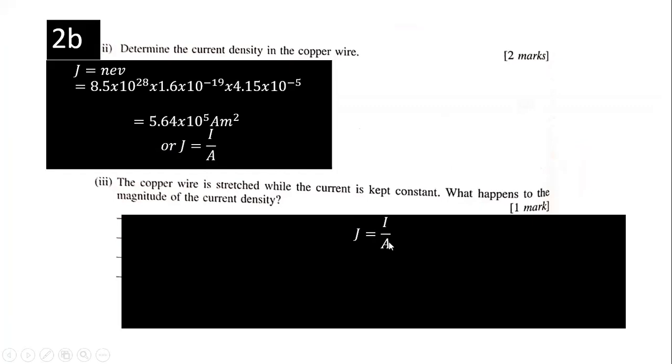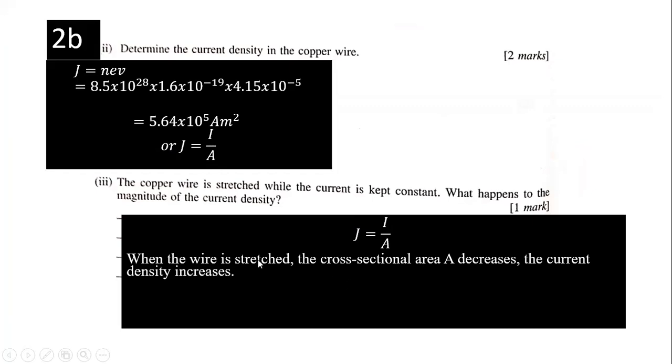When you stretch, it becomes thinner. So cross-section area becomes smaller. Right? When wire is stretched, the cross-sectional area decreases, becomes longer, the area A decreases, the current density increases. Okay with that? A decreases, your J will increase. Any comment? If not, let's go to the next one, number 3.